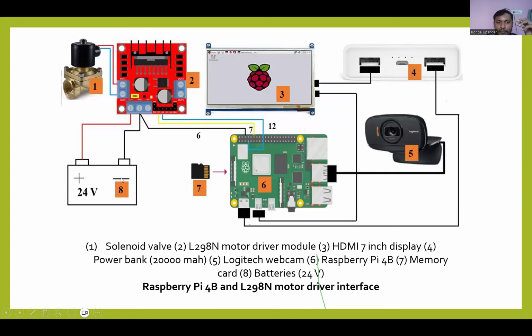Then we need a battery for our motor driver module. So why do we need a motor driver module? Can't we connect the solenoid valve directly? We cannot, because it draws more current. The Raspberry Pi supplies an output of only 5 volts, but some solenoid valves need 12 volts and some need 24 volts. That power cannot be supplied by the Raspberry Pi, so we use the motor driver module as an intermediate. There are several types of motor drivers based upon the power consumption, I mean how much power the solenoid output devices need.